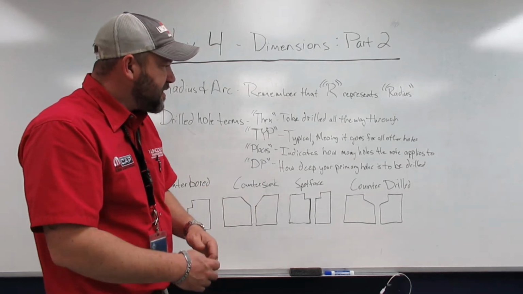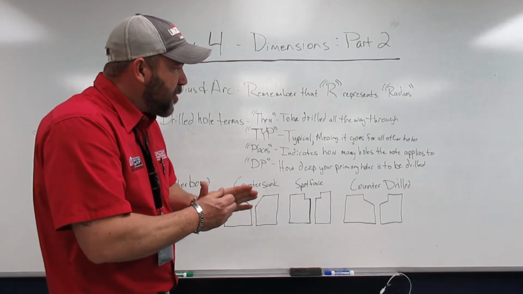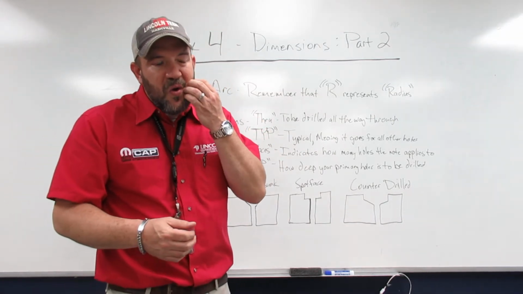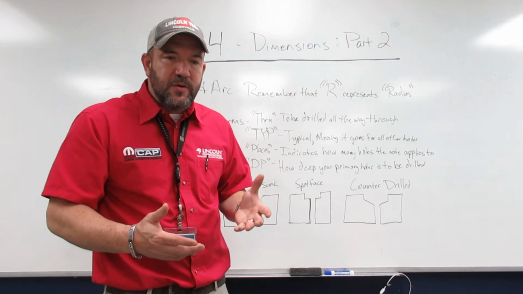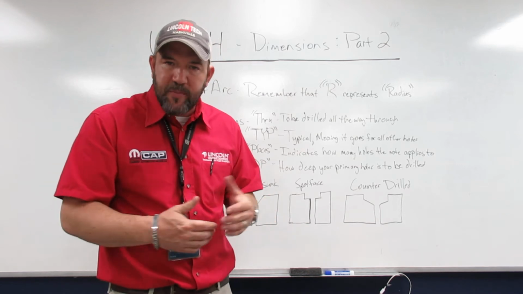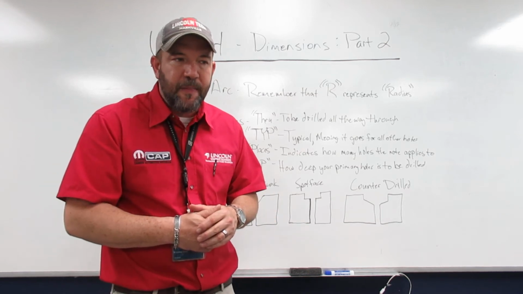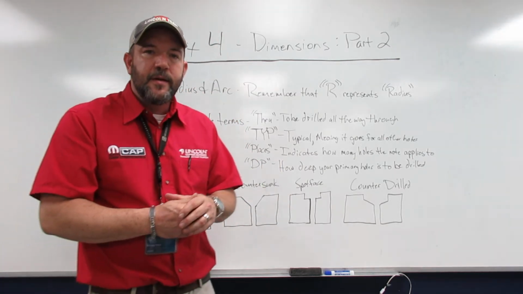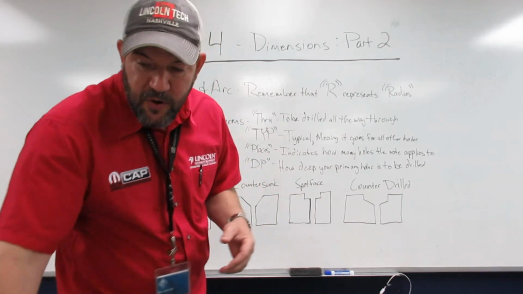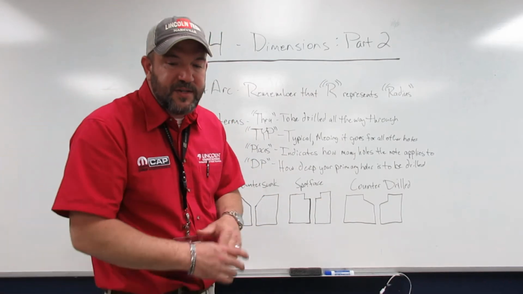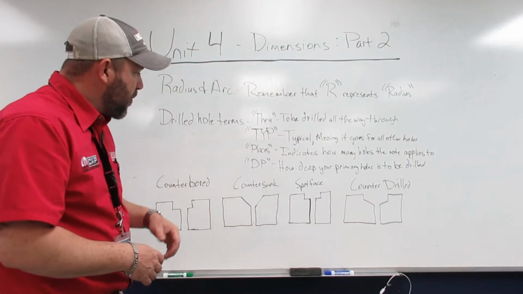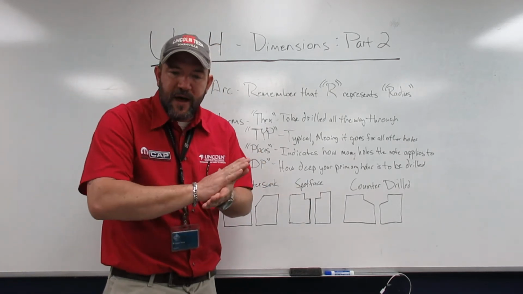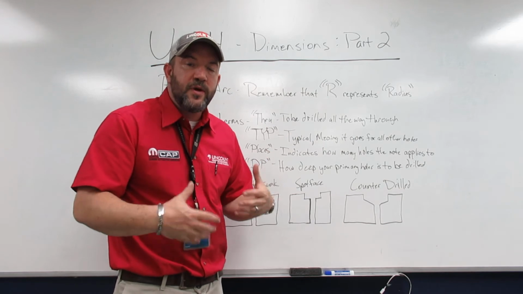DP represents depth, how deep your primary holes are to be drilled. Generally you're going to drill a hole all the way through a piece of plate or something like that when you're fabricating. But you have to ask yourself, why would it even indicate how deep? The reason is, if you turn the page to page 26, it starts talking about counterbored, countersunk, spot face, and counter drilled holes. These are different types of holes, and these will include a depth.